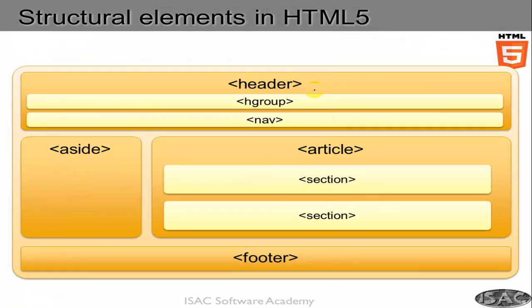And this one looks like this. So, header, H group, nav, article, section, footer, and this is the thing which I was saying, that sidebar. This is used for representing something about the article. If you want to write something here, you can put it here.